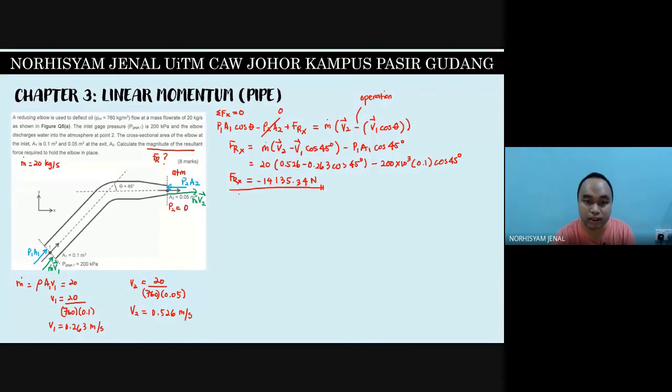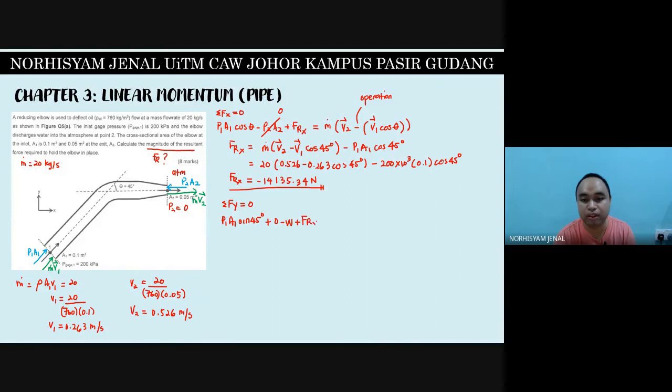Okay, for FRX. And then we have to find out what is FRY. So summation of FY equals to zero. So here we have P1A1 at a certain angle. So we have Y direction. Should be P1A1 sine 45 degree. Okay, it's going upward. So we want to find the vertical. So this one. And then we have P2A2. We don't have any Y direction. So it is just equals to zero minus W plus FRY.